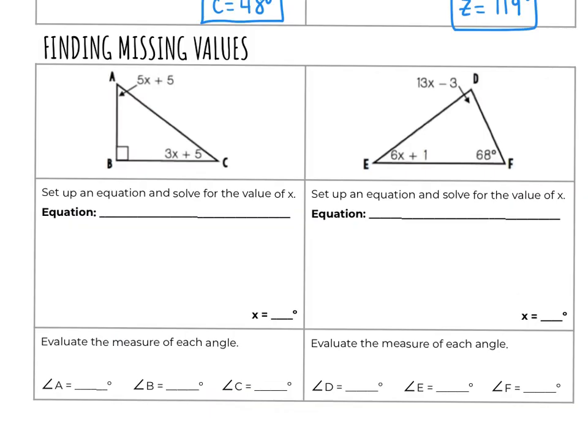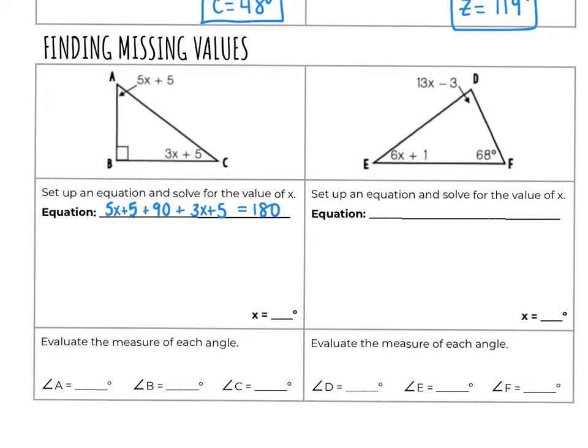In these final two examples, we'll look at using what we know about the interior angles of a triangle to solve for missing values. If I look at this first example, it says that angle A is equal to 5x plus 5. Angle B is a right angle, and angle C is 3x plus 5. What I know about a triangle is that those three would add together to get me 180 degrees. So in an equation, that would look like taking each angle, 5x plus 5 for A, 90 for B, and 3x plus 5 for C, adding them together and setting them equal to 180.